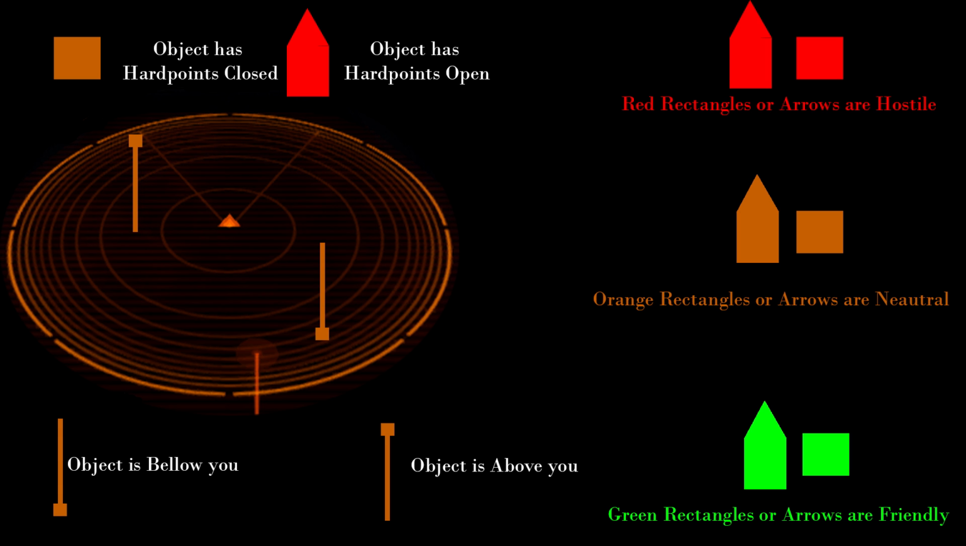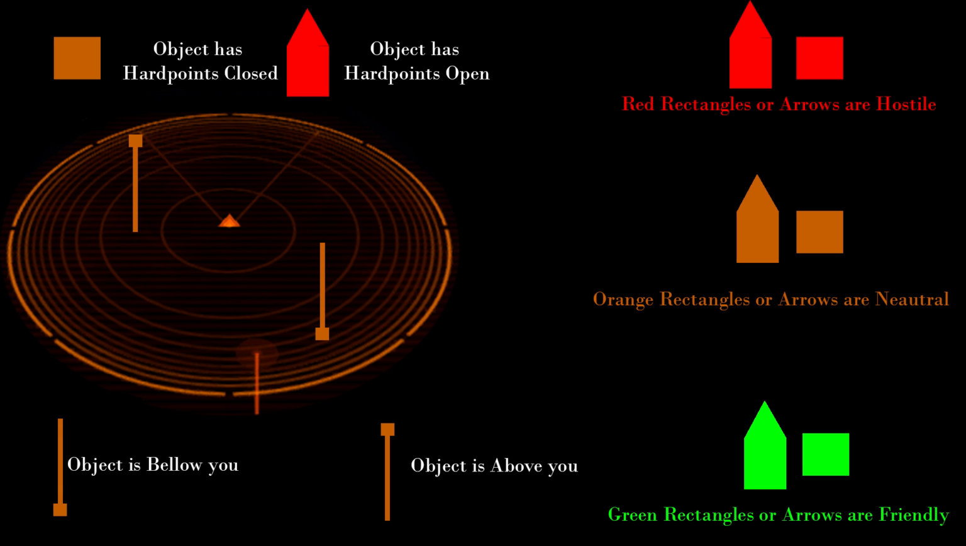It's also important to note that there are 3 different colors for the radar. Red, obviously, is for a hostile target. Orange is for a neutral target, and green is for a friendly target. Also important to note is the difference between the rectangle and the box arrow, as I call it. I'm not really sure what that shape is called. It looks like a little house, I guess.